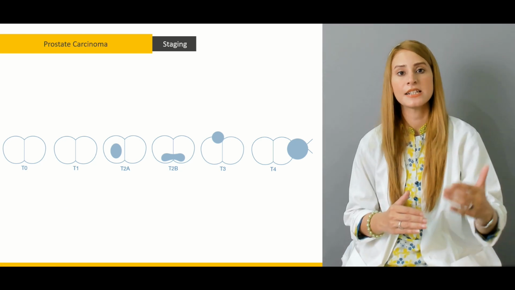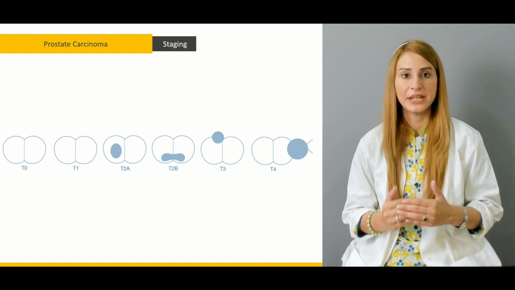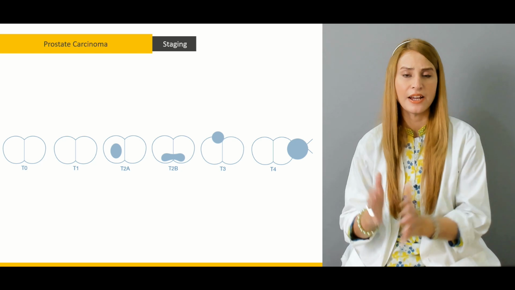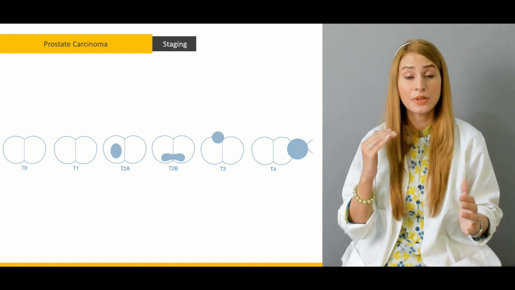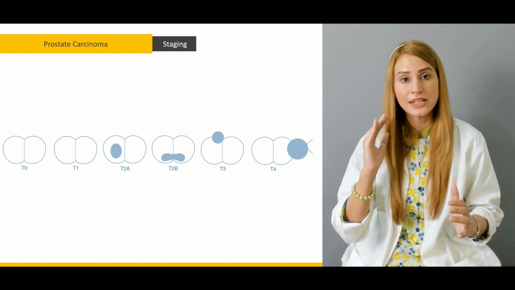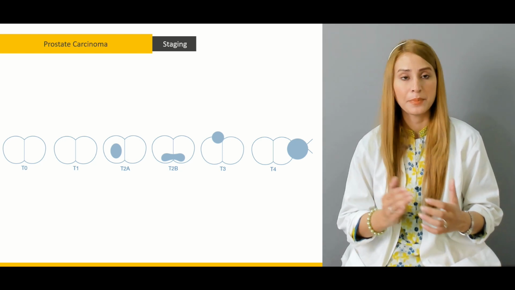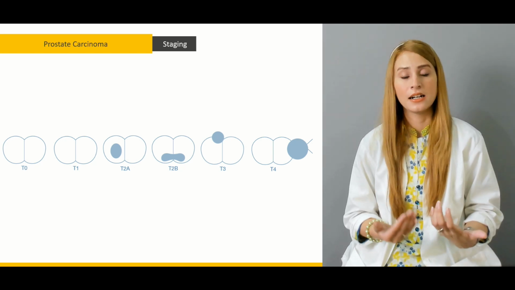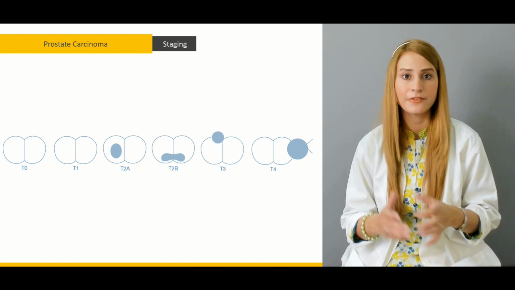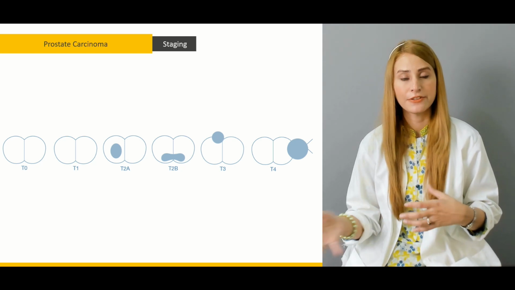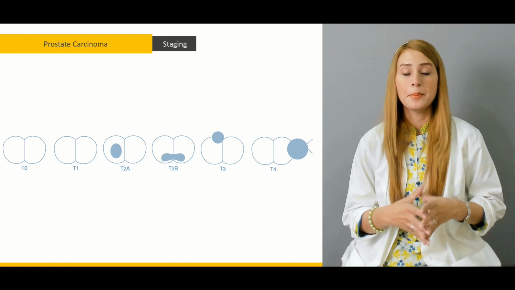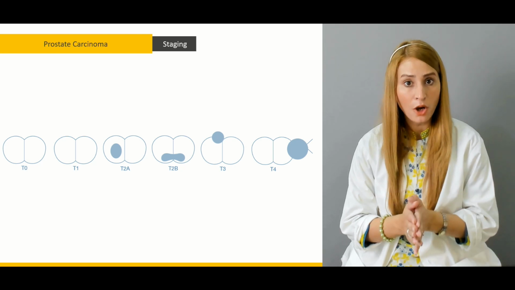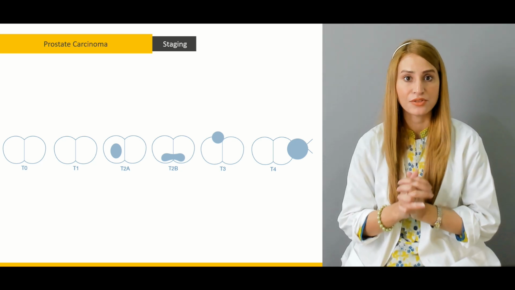T1 is further divided into T1A, T1B, and T1C. So this T1A, T1B, and T1C, the tumor is symptomless. The tumor is not invading, and the patient is symptomless. So the finding of this tumor is incidental whenever you're performing the TURP, transurethral resection of the prostate, in case of the benign prostatic hyperplasia, and then you send the specimen for the biopsy, and that comes out to be the cancer at the T1 stage.